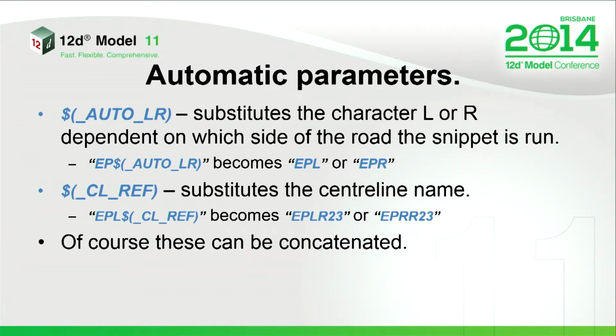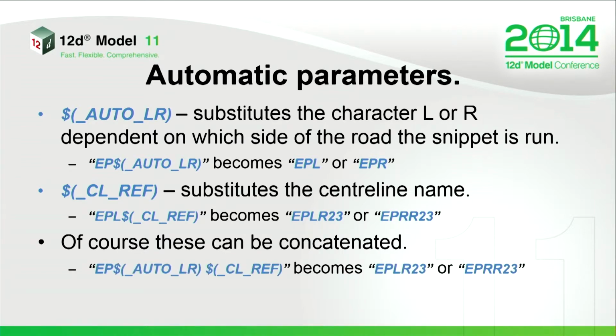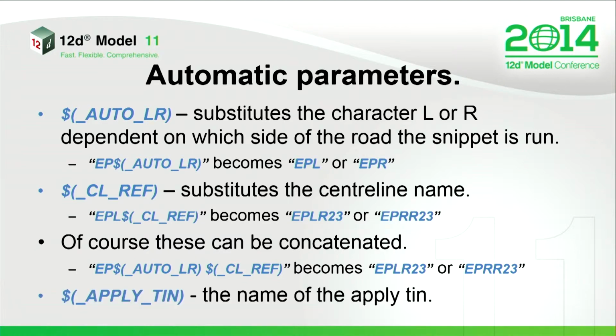Now, again, these can be concatenated, so you start to get this slightly scarier syntax. And all this one is saying is, I've got an edge of pavement. I want you to automatically substitute L or R, depending on whether left or right, and then the name of the road centreline. Again, once you get used to it, this stuff is not scary. Peter's macro that he shows later on will do a lot of this stuff for you, and then you can have a look at the end result and get your head around how it works.